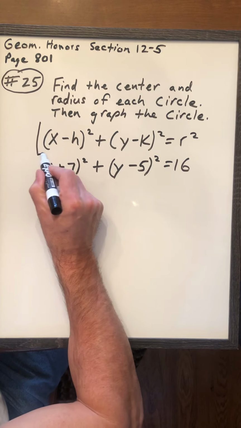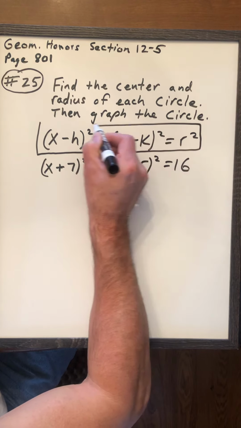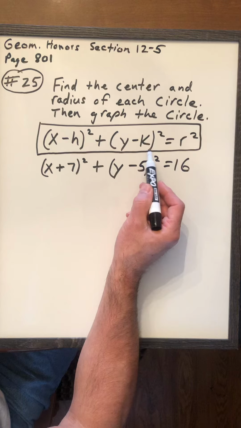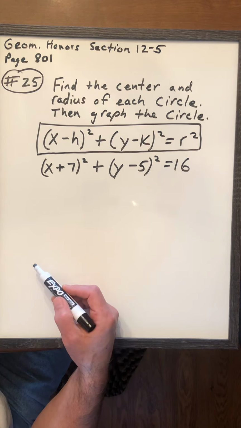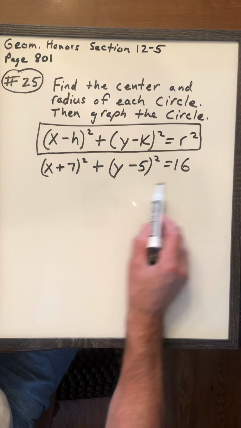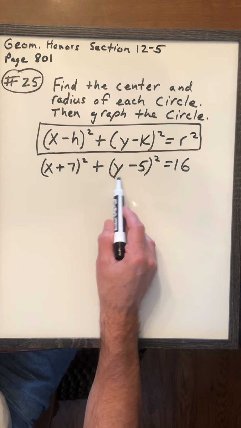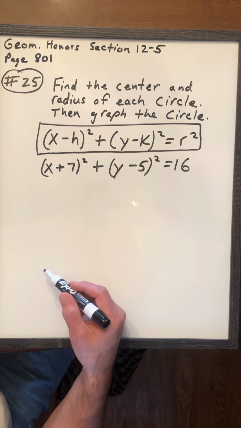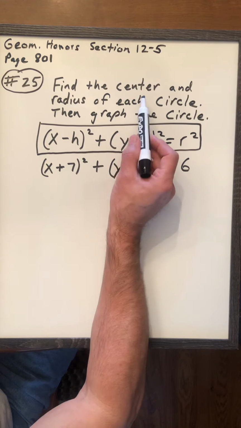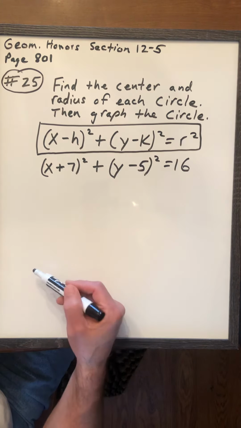All right, so I went ahead and wrote down my standard form for a circle. Standard form for a circle is x minus h quantity squared plus y minus k quantity squared equals r squared. And then in problem number 25, they're giving you this equation of a circle: x plus 7 quantity squared plus y minus 5 quantity squared equals 16. We need to find the center, and we also need to find the radius from this equation.